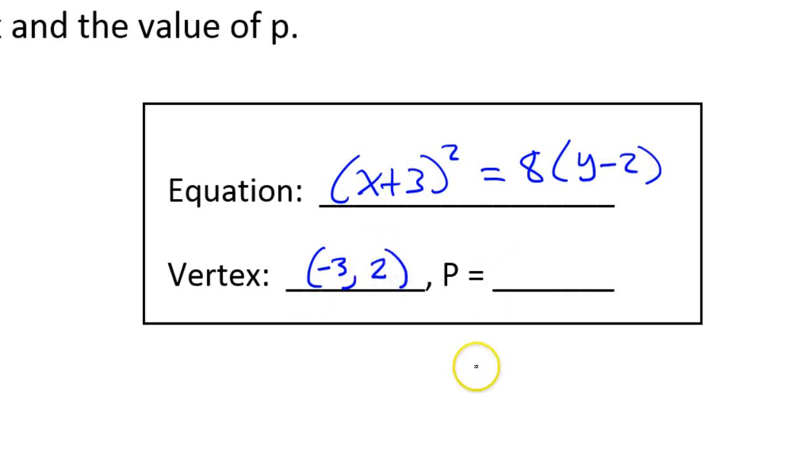All right, the p-value. Well, we know that 4p is equal to this number right here. 4p is equal to 8. So dividing both sides by 4, that gives me p equals 2.